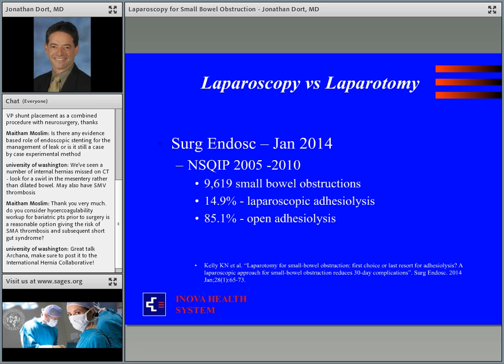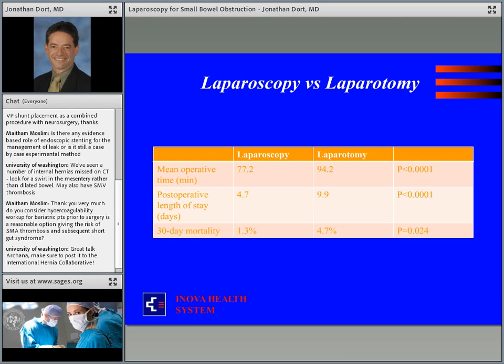Their findings, when comparing these two groups, were that patients undergoing laparoscopic procedures had shorter mean operative times and decreased postoperative lengths of stay. They controlled for comorbidities and still found that patients treated with laparoscopic adhesiolysis were less likely to develop major complications and incisional complications, and that the 30-day mortality was 1.3% in the laparoscopic group and 4.7% in the open group, which certainly led them to conclude that the laparoscopic approach seemed to demonstrate a benefit in 30-day morbidity and mortality.